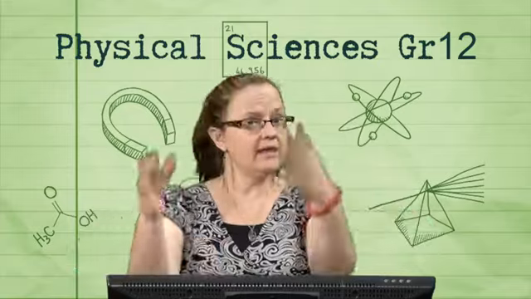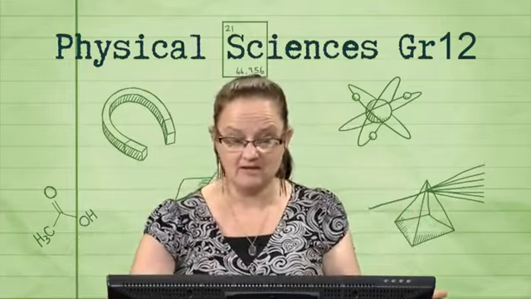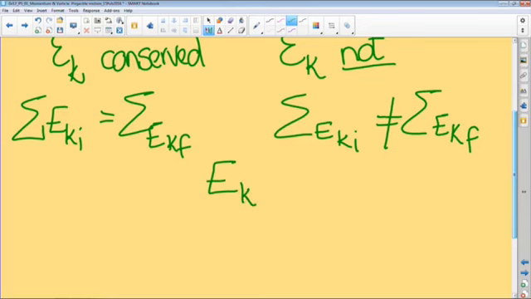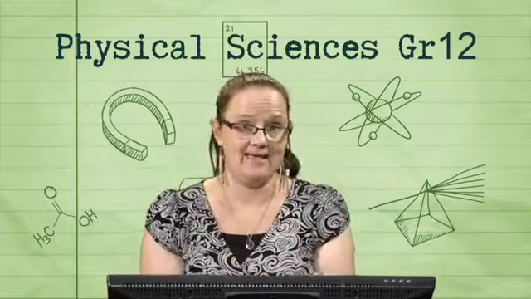Here, we need to remember what the equation for calculating kinetic energy is. Remember, kinetic energy is a half mv squared. So with elastic and inelastic collisions, we need to look at how much kinetic energy we had before and how much kinetic energy we had afterwards, and then compare them.